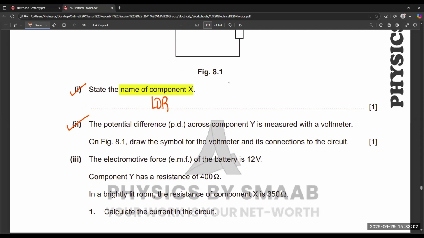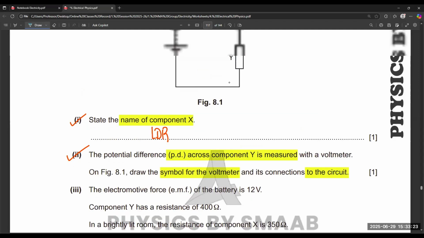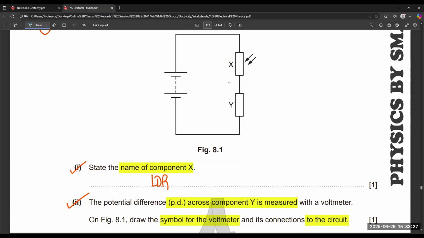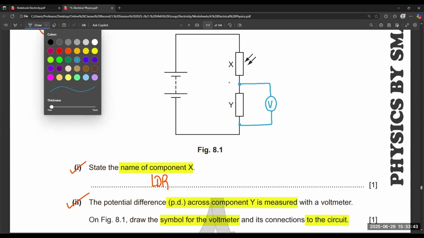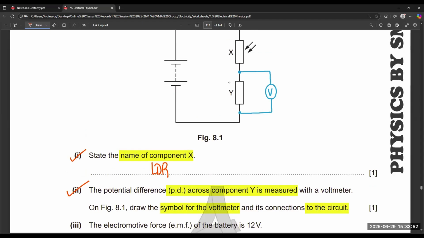The potential difference across component Y is measured with a voltmeter. On figure 8.1, draw the symbol for the voltmeter and its connection to the circuit. So it's very simple. Now you have to draw the voltmeter by yourself, and it is connected with component Y. So this is the diagram. And now you can see we have the voltmeter connected with the lower component. In the previous questions, the voltmeter was connected with the top component or the first component in the circuit. Now it is connected with the second one.